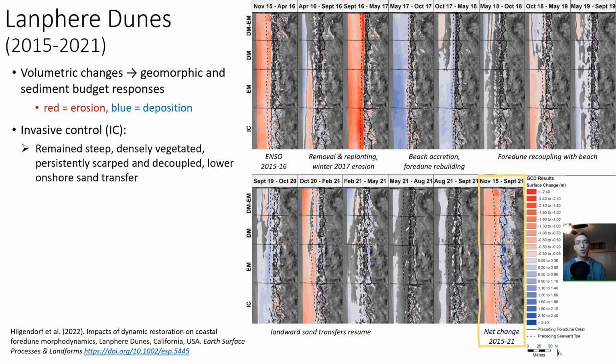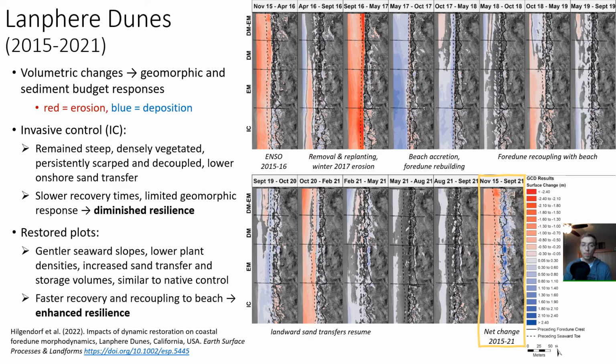So in the invasive control plot, the Ammophila plot, it remains steep and densely vegetated, persistently scarped and decoupled. It saw lower onshore sand transfer, slower recovery times, and limited geomorphic response. So this is an indicator of diminished resilience.